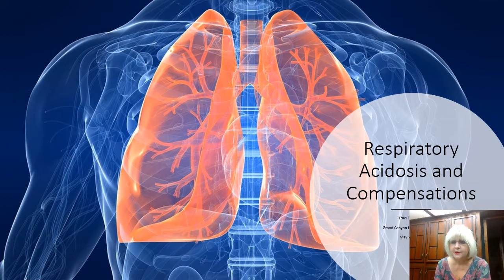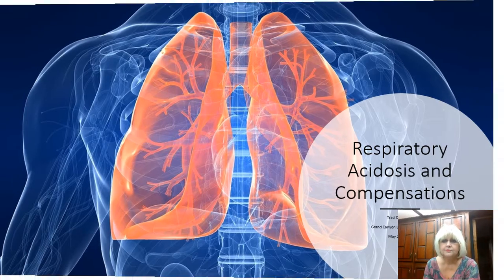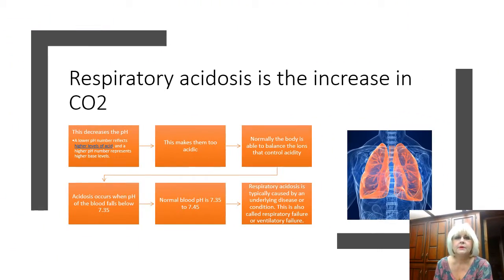So today we're going to talk about respiratory acidosis and compensations. We first want to consider what respiratory acidosis is and what that means. Respiratory acidosis is the increase in carbon dioxide. This increase in turn decreases the pH of the blood.